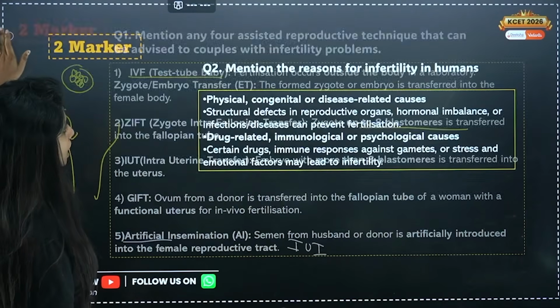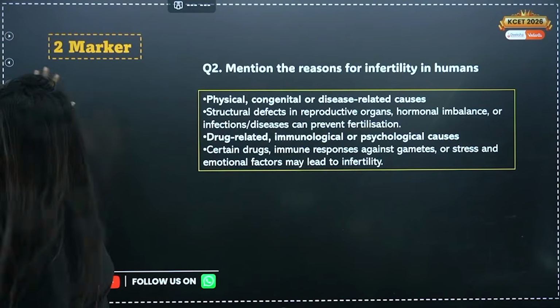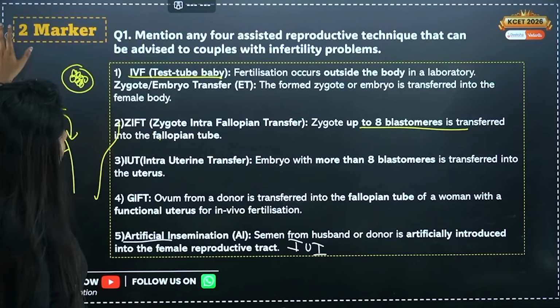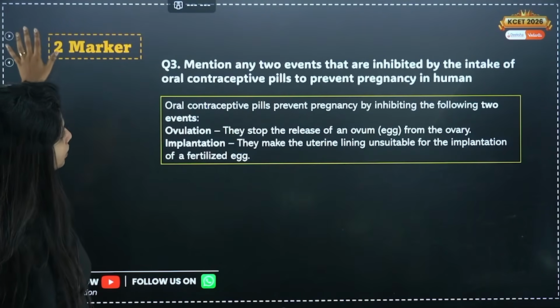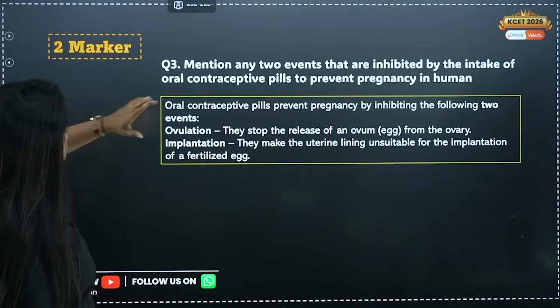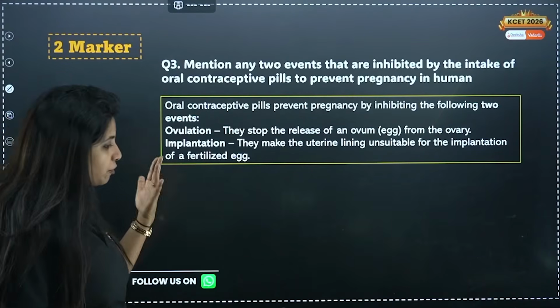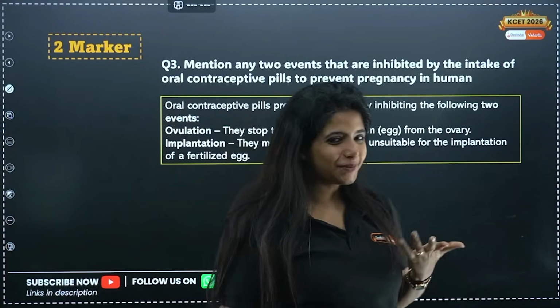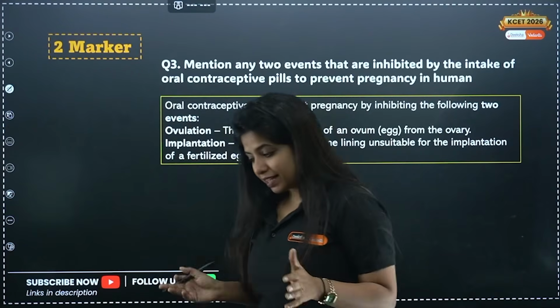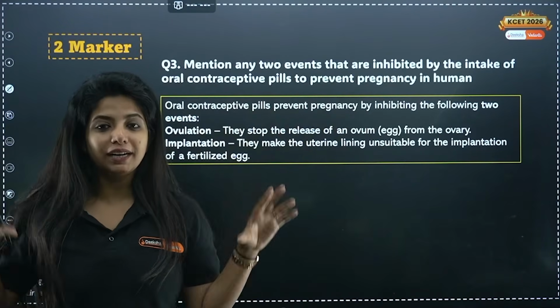So if I see, my dear children, in the model question paper, this question is also from infertility. This is also from infertility, and yes, there are two questions that are coming from infertility. You can expect a question coming from infertility this time. So please make sure that you study it very, very nicely.